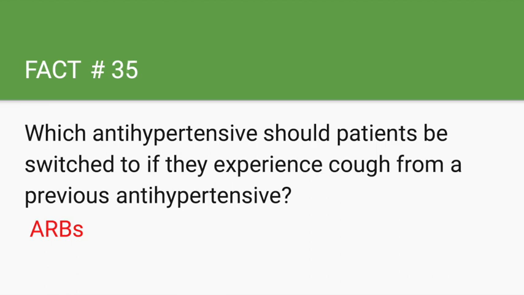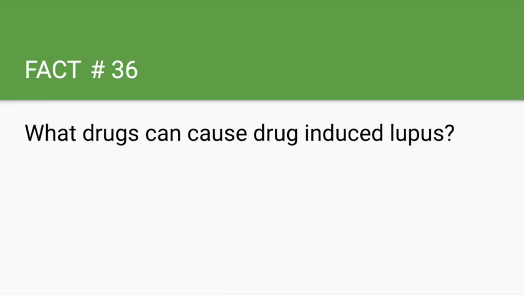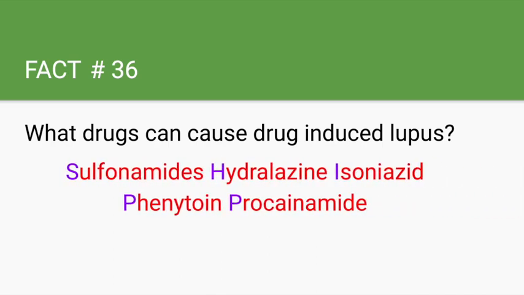What drugs can cause drug-induced lupus? We can remember most of these drugs using the mnemonic SHIP: sulfonamides, hydralazine, isoniazid, phenytoin, and procainamide. Other important drugs include quinidine and methyldopa.